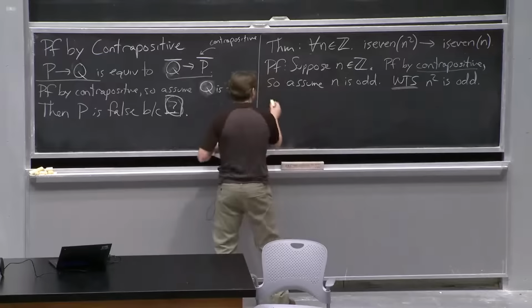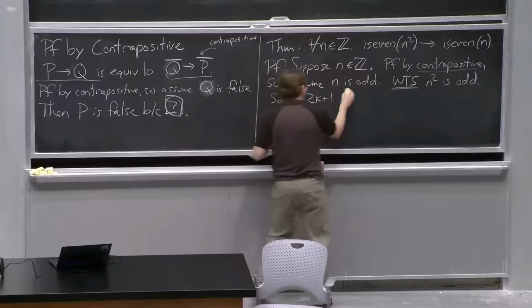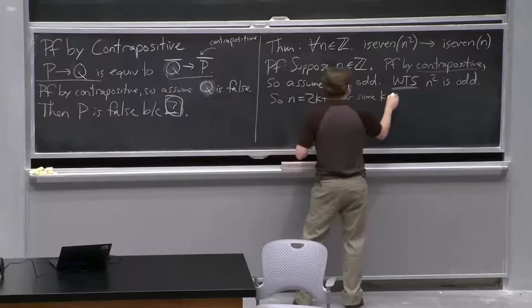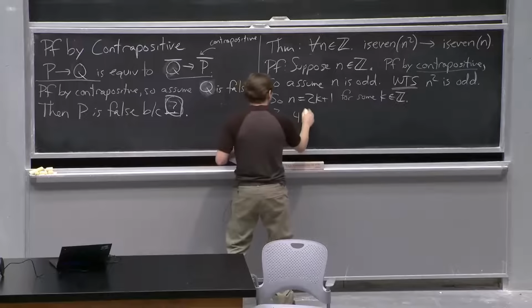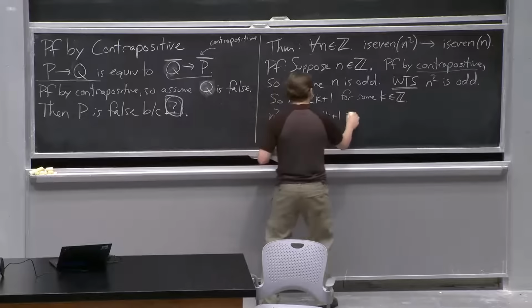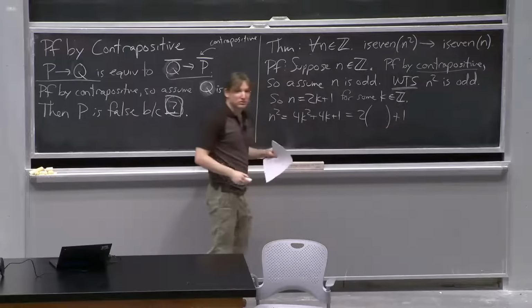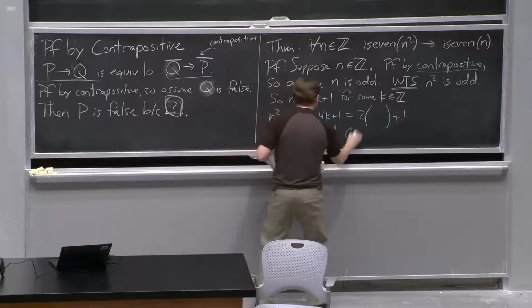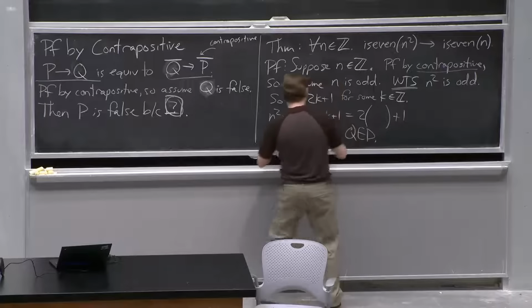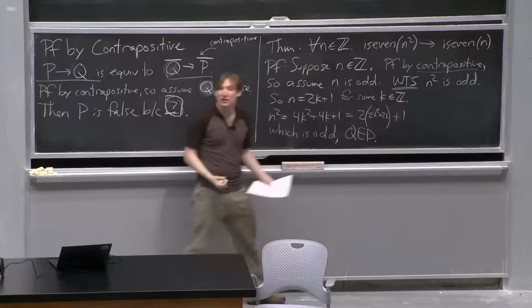OK, so assume n is odd. So n is 2k plus 1. That's what it means to be odd. For some integer k, then n squared is 4k squared plus 4k plus 1, which is 2 times an integer plus 1, which is odd. Q.E.D. And just to be precise about it, 2k squared plus 2k. But 2 times an integer plus 1 is what it means to be odd. So we're done.